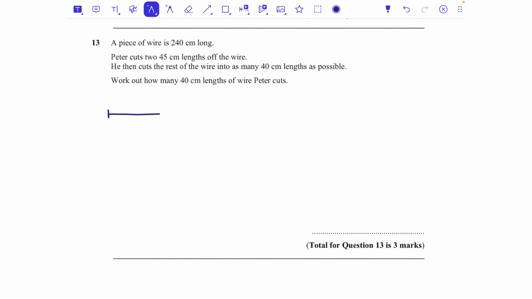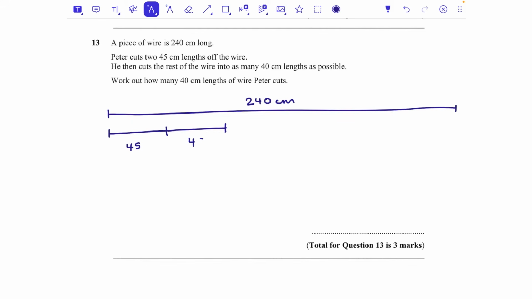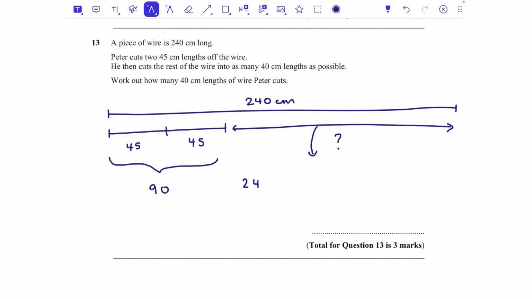So he's got a bit of wire that is 240 centimetres long. First, he's going to chop off a bit that is 45 and another bit that's 45. And then whatever's left, this bit, he's going to chop that into as many 40 centimetres as possible. So what we need to know is how long is this bit and how many 40 centimetres fit into it. So far, we've chopped off 45, add 45, which is 90. So let's do 240, the total length, take away 90.